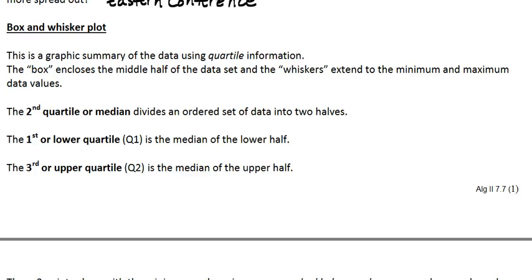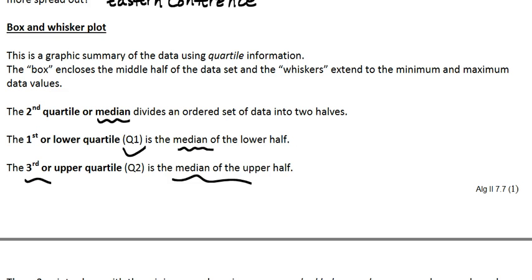So the 3 main things we find here are the second quartile or the median, the lower quartile and the upper quartile. The first, called the lower quartile, is the median of the lower half of the data. So if I was finding this by hand, I would go through and find the median of the lower half of the data set. The third, or upper quartile, is the median of the upper half. Flip to the next page.